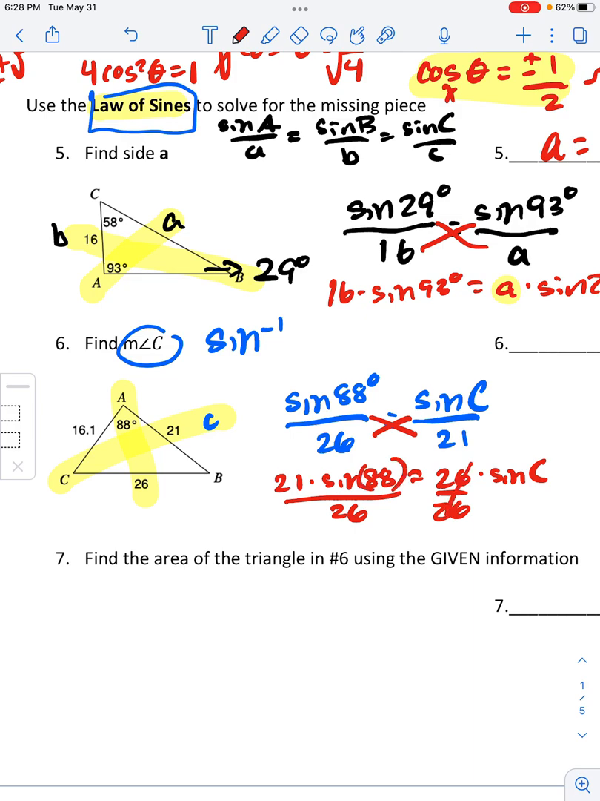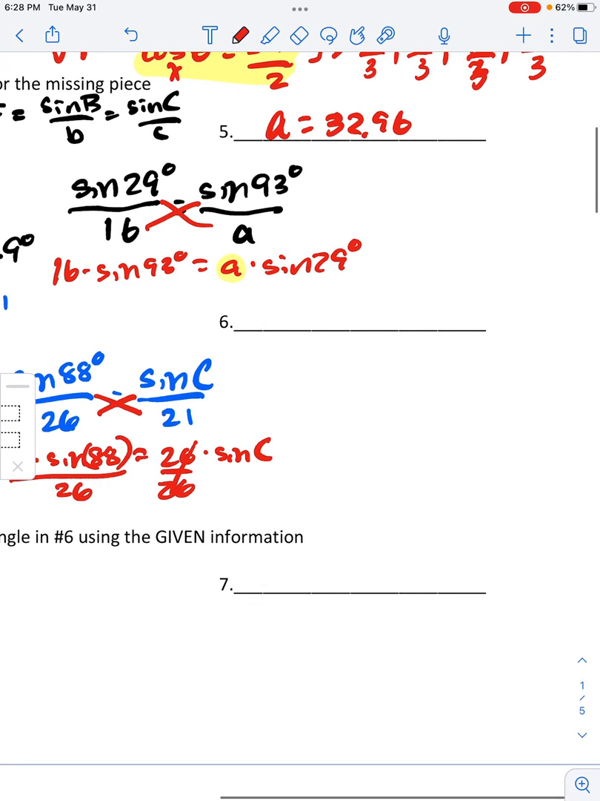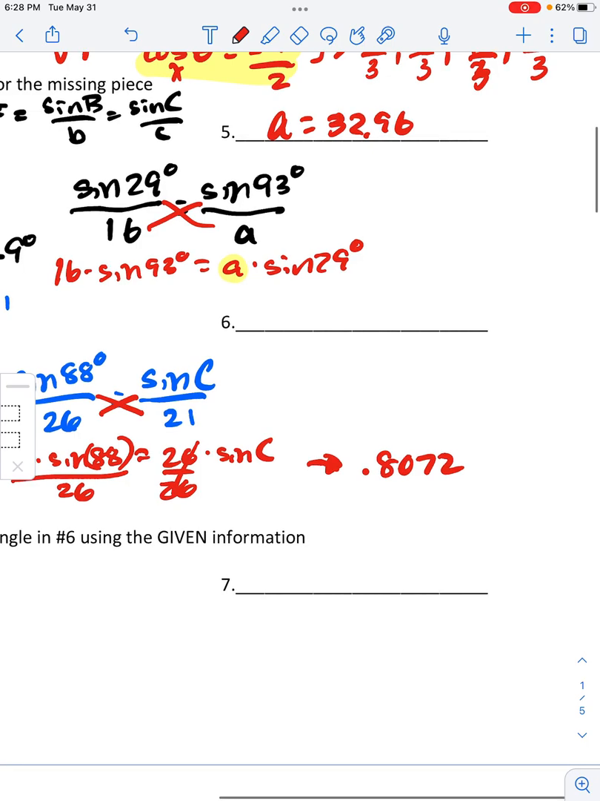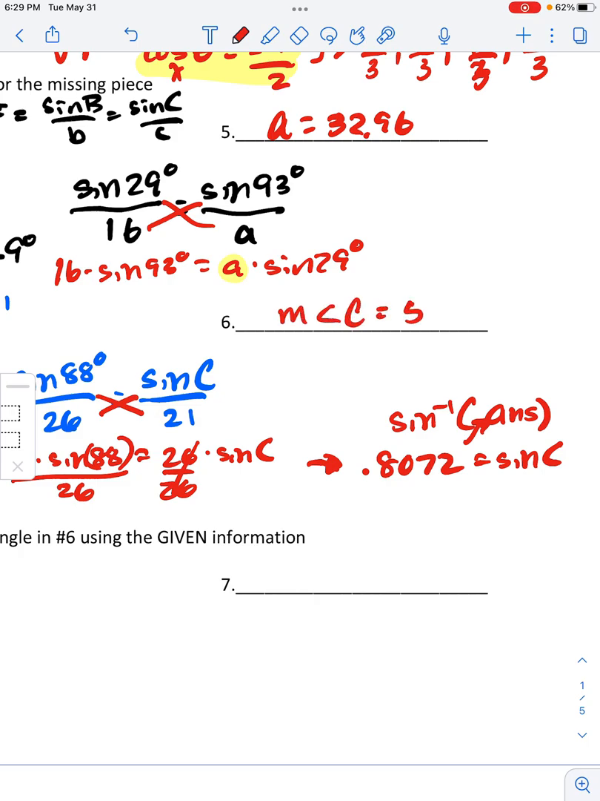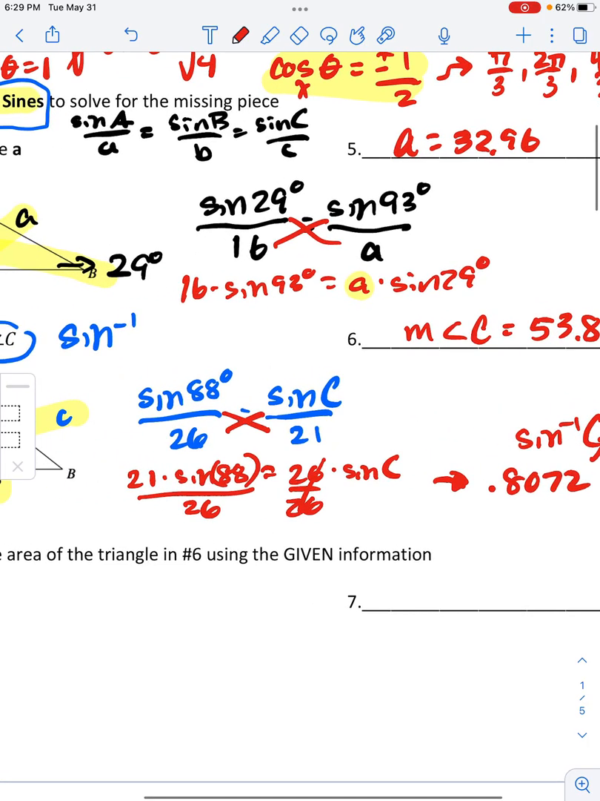Close this bad boy down on your calculator. 21 sine 88. Close, divide by 26. Then I get a weird decimal. But weird decimals are people too, so it's okay. 0.8072. And now I'm looking for the angle that's equal to the sine of the angle. So I have to use sine inverse because I'm looking for an angle. I'll do second, sine, second, and then the negative sign, which will give me the answer. That way I don't have to translate that decimal. You'll just do it for me if you're feeling lazy. So then the measure of angle C is 53.8 degrees.